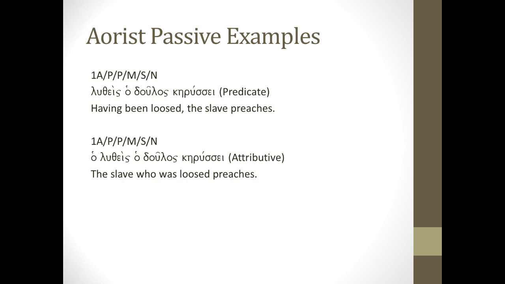Because it's in the passive and it's in the predicate position, we then translate this "having been loosed." Or you could even say "after being loosed, the slave preaches." As opposed to the next example where our participle is in the attributive position, ha luthes, ha doulas, keruse. Our participle being in the attributive position, we parse it as a first aorist passive participle, masculine singular nominative.